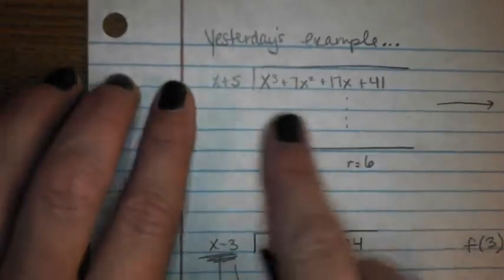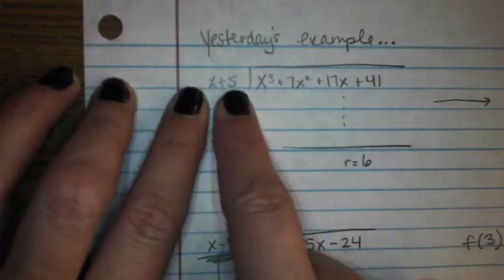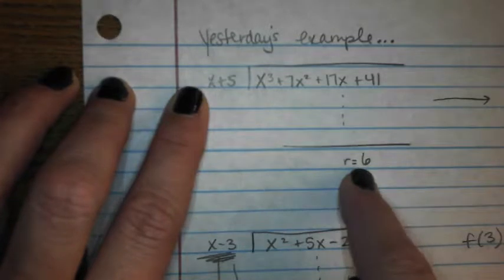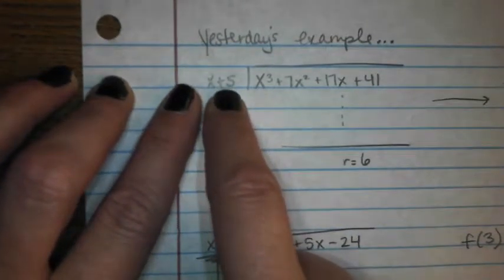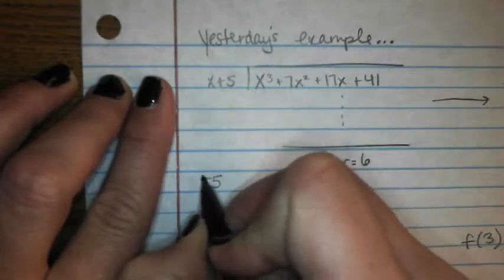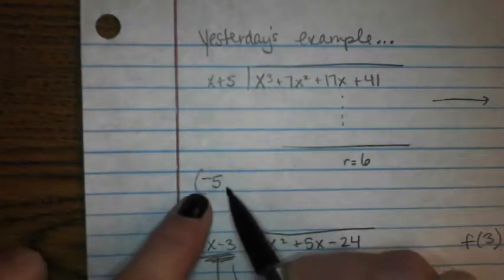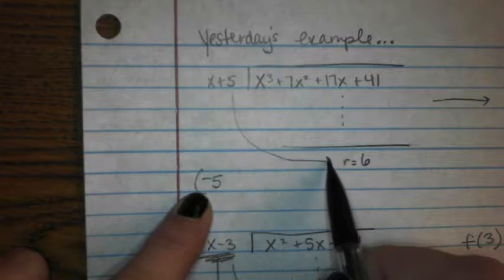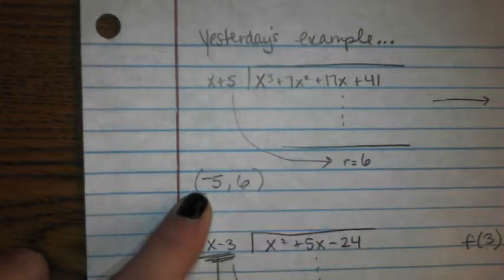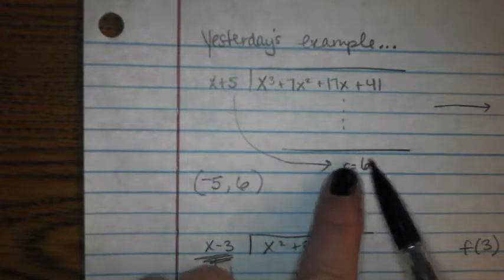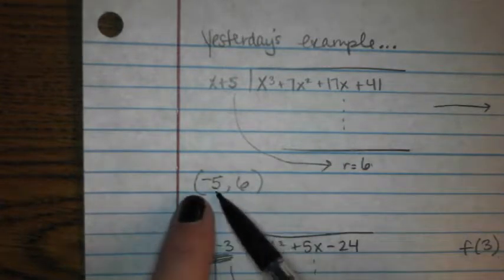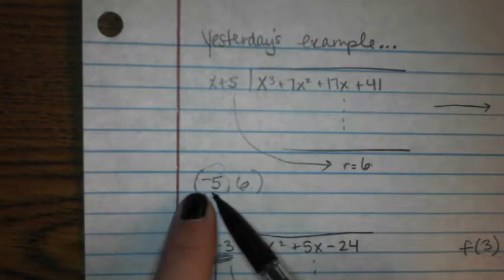So the example we looked at yesterday was this. X plus 5 after long division had a remainder. So it's not a factor, and it's not a root. It's not (-5, 0), because it's not a root. It's (-5, 6). And so we learned that the remainder you get is actually the y-coordinate that pairs along with the x-coordinate.